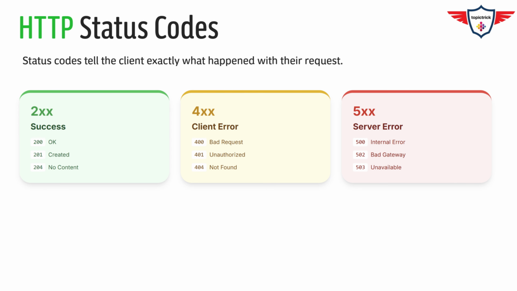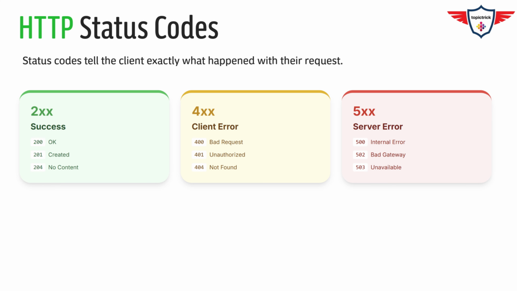Status codes in the 400s indicate client errors. These mean that something was wrong with the request. For example, 404 means the requested resource was not found. 401 means unauthorized, which often indicates missing or invalid authentication. 400 means bad request, usually due to invalid data.